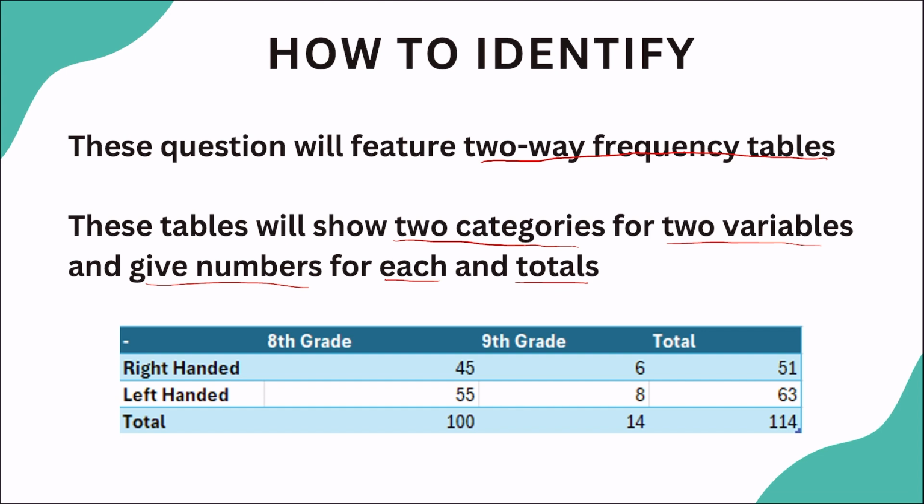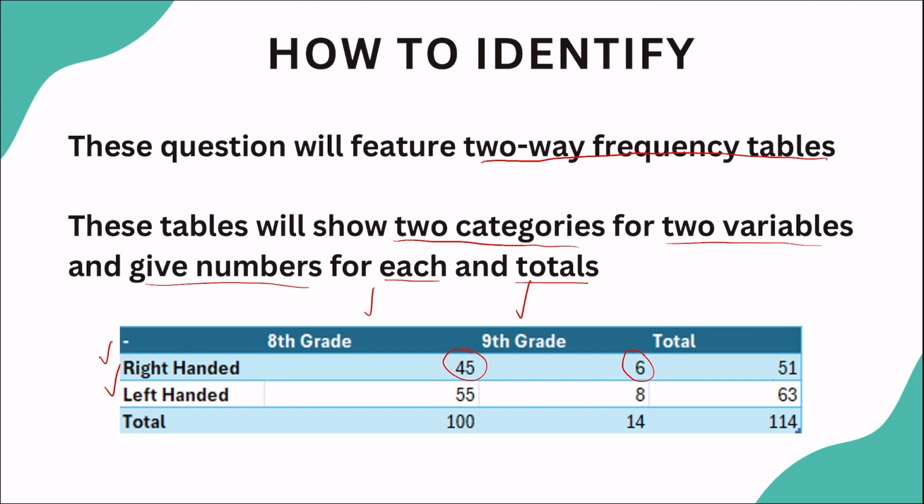We have two different variables, so our categories are grades, so we have 8th grade and 9th grade, and then we also have the variable right-handed versus left-handed, so right-handed, left-handed, and we can see that we have values here. So like this value would be 8th graders who are right-handed. This value would be 9th graders who are right-handed. So these are really important things to know in the frequency table.